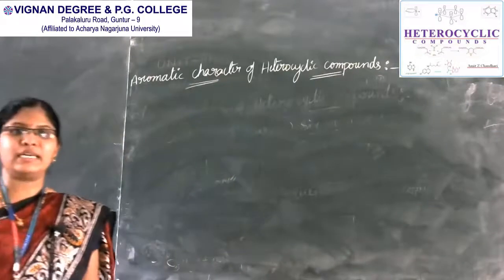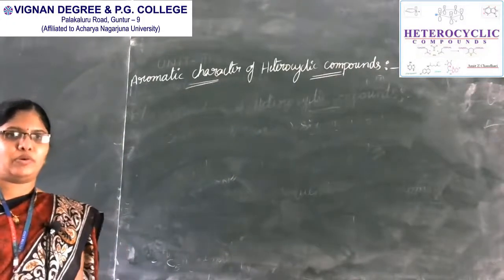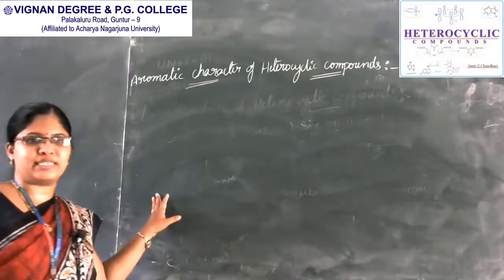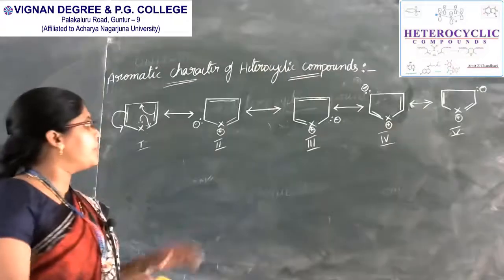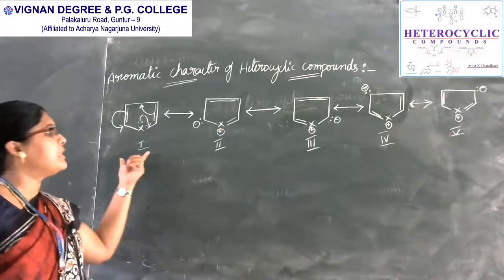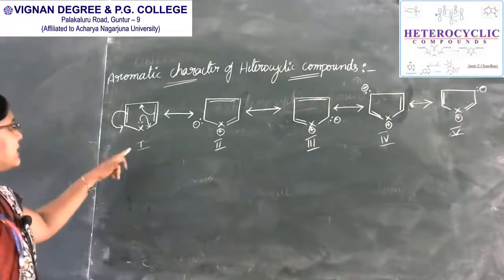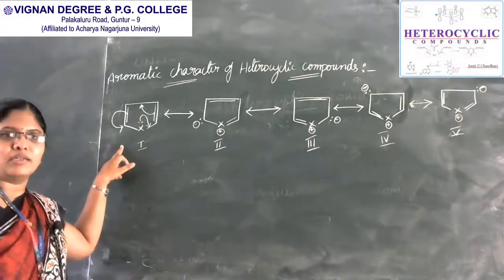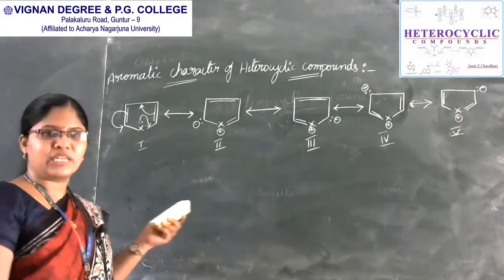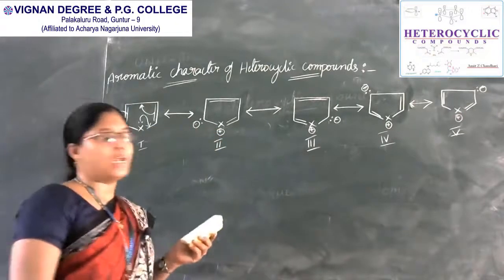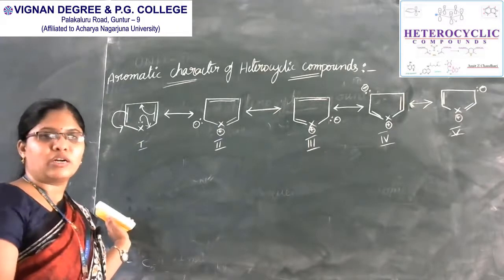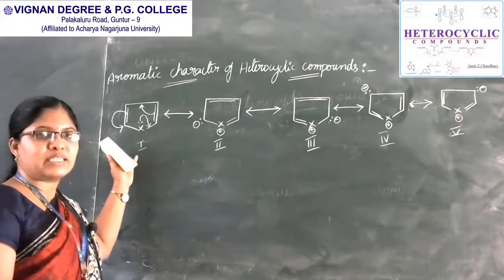And aromatic character of heterocyclic compounds. Furan and pyrrole are resonance hybrids, which give a number of contributing structures. Let us see the general resonating structures of heterocyclic compounds, that is furan, pyrrole. Structure 1 is called the resonance hybrid structure of these heterocyclic compounds, and structures 2 and 3 are slightly more significant than structures 4 and 5. Structures 2, 3, 4, 5 have some charges on them, so these are called contributing structures. And structure 1 is the resonance hybrid structure.